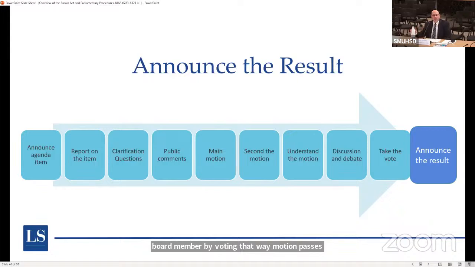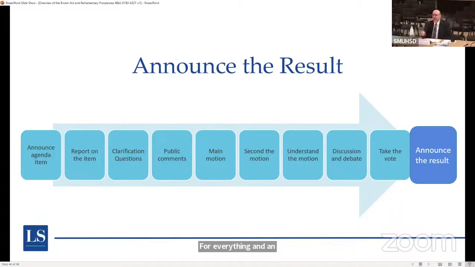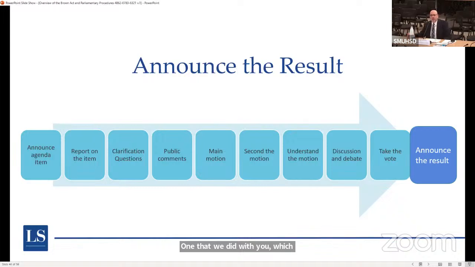Just to make sure I understand, so to pass, for our board, it has to have 3 votes for everything. And an abstention does not count as a yes vote, as it does for other kinds of public agencies. It's always got to be 3 people affirmatively voting yes, unless there's certain things that take a 2/3 majority. Okay. Yeah. One that we did with you, which Yancy is well aware of, is when you decided to sell the Crestmore site.